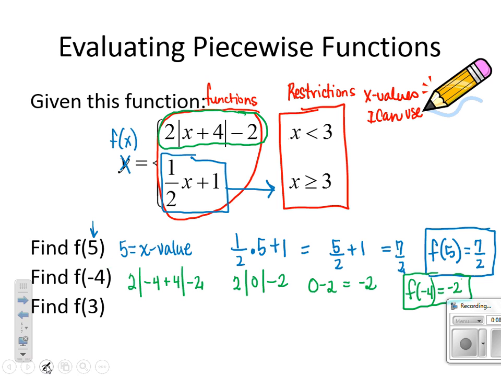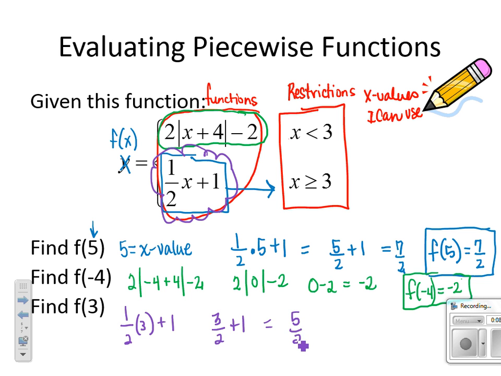Okay, now let's do f of 3. Let's do purple. So where would my restriction be? I come up to my restrictions and I find out where my x would be 3. Well, I know that x is either greater than or equal to 3. It's not less than 3, it's equal to 3. So I would use this function again. So I would say 1/2 times 3 plus 1. So that would give me 3/2 plus 1, which would give me 5/2. So f of 3 is equal to 5/2.